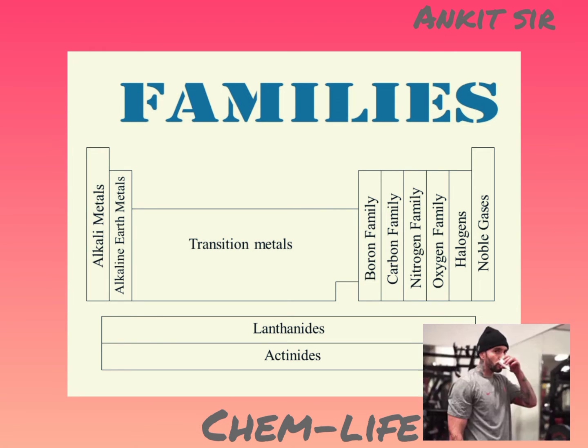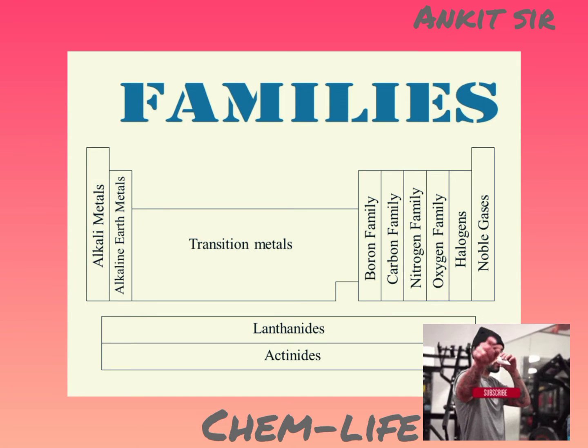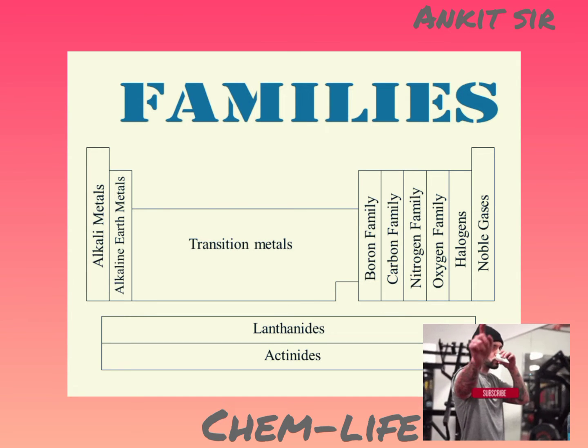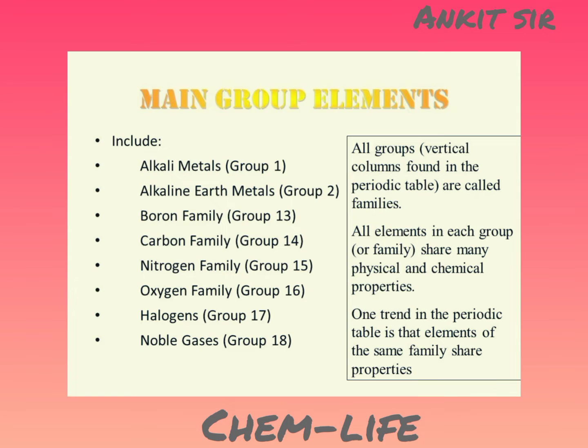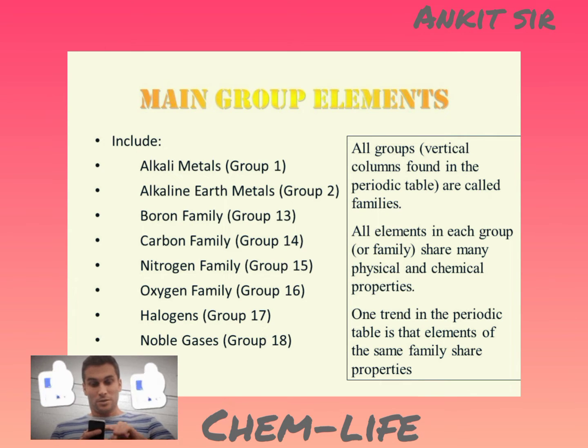Main group elements. The main group elements are divided into alkali metals group 1, alkaline earth metals group 2, boron family group 13, carbon family group 14, nitrogen 15, oxygen 16, halogen 17, noble gases 18. Hope you know that all groups, the vertical columns found in the periodic table, are called families, and all elements in each group or family share many physical and chemical properties.